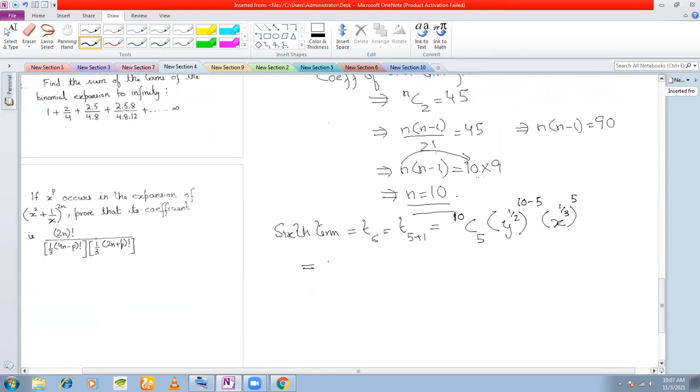Okay, so this is 10C5, y to the power of half to the power of 5, into x to the power of 5 by 3. So this is 252 y to the power of 5 by 2. 10C5 is 252, into x to the power of 5 by 3. And that is your required sixth term. Okay. We proceed to the next one then.